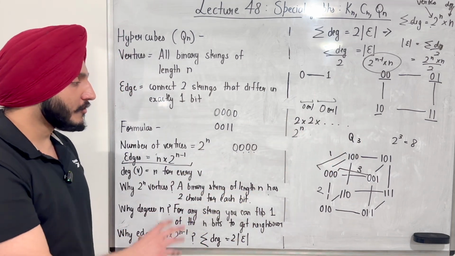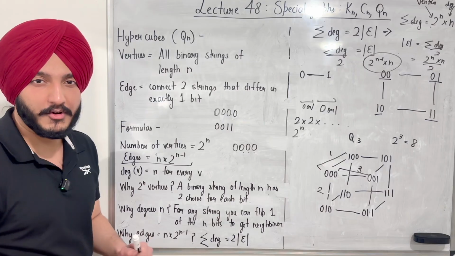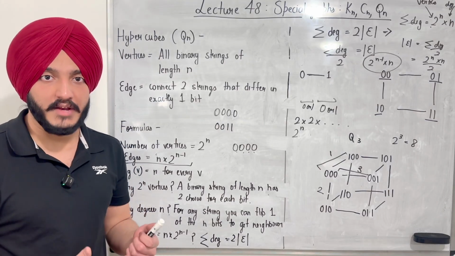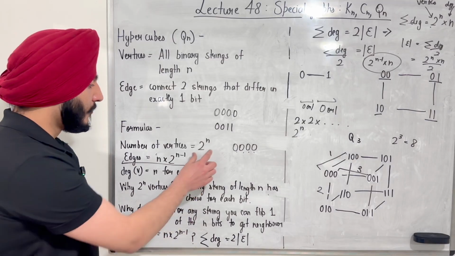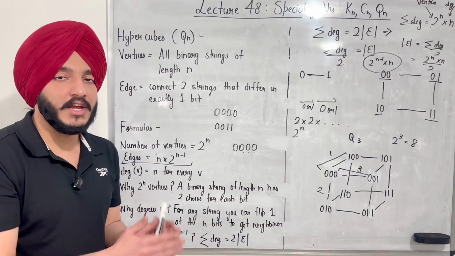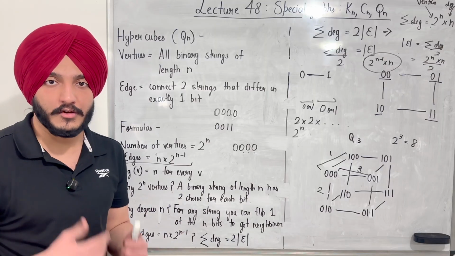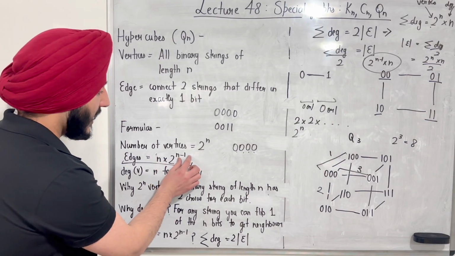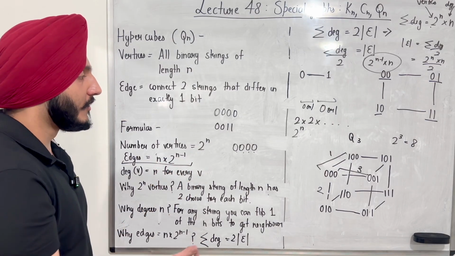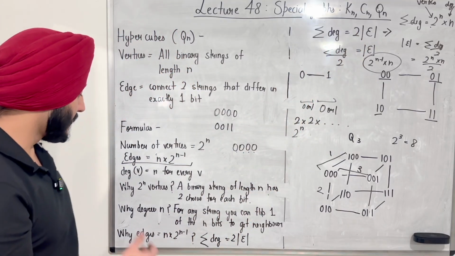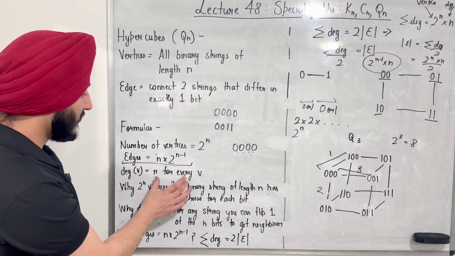The formulas are also pretty logical to understand. You can remember them, but I think it's also important that you understand why exactly we have these formulas. So the number of vertices is equal to 2 to the power of n because in every single position you could have either a 0 or a 1. That's why it results in 2 to the power of n. Edges is equal to n multiplied by 2 to the power of n minus 1 because of this formula that we know from the previous lecture. And the third one is the degree is equal to n.